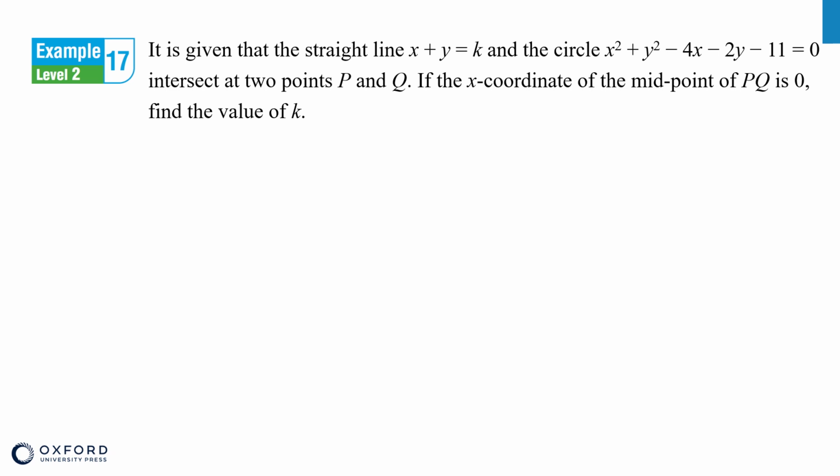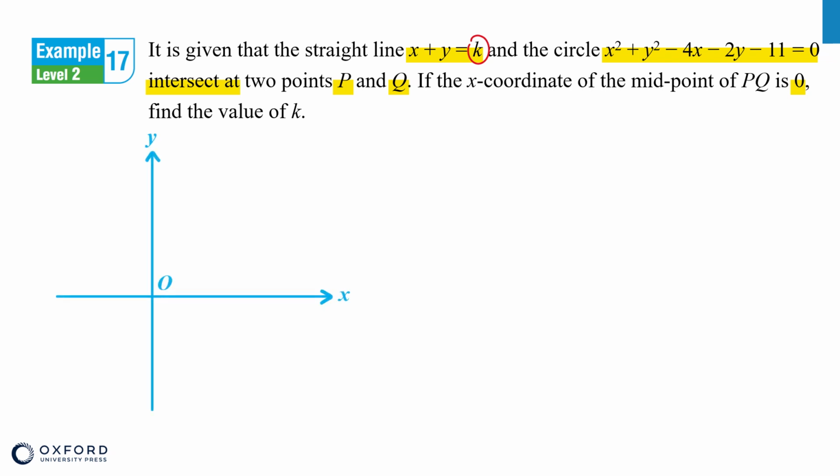In this video, we are going to solve a problem involving the midpoint of a line segment. It's given that a straight line with an unknown k and a circle intersect at 2 points, P and Q, and the x-coordinate of the midpoint of PQ is 0. A diagram may not be necessary if we are solving this problem algebraically, but it can still help us visualize the problem. So let's still sketch it out.